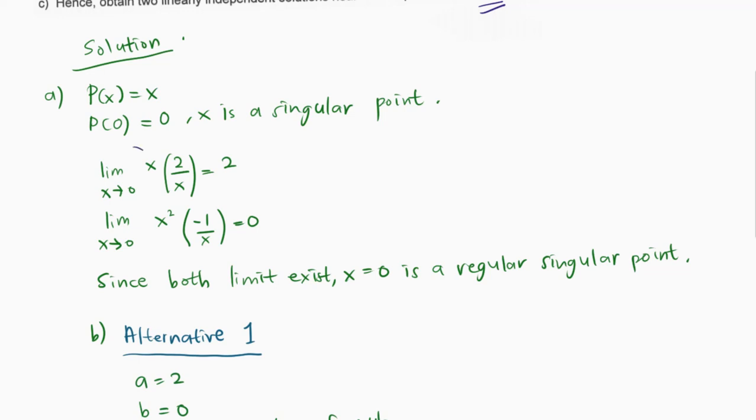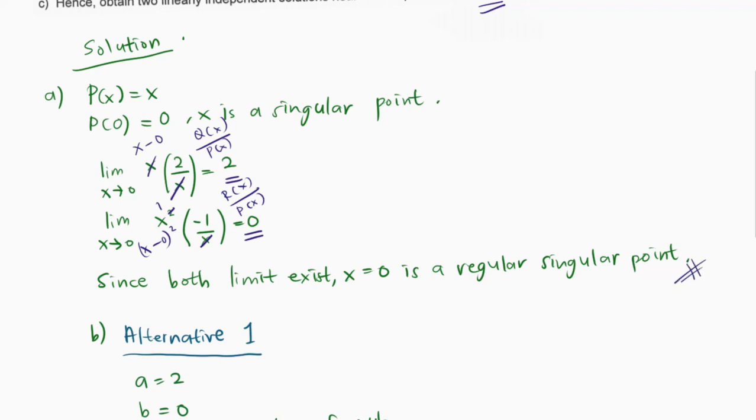We have limit x approaches 0, here is x. Why? Because x minus 0. 2 over x, because it is actually qx over px. We have 2 over x. X can be cancelled out. That's why we only have the value of 2. And here, limit x approaches 0, x squared, because x minus 0 squared, -1 over x, because we have rx over px. And here, simplifying and substituting the value of 0, it is equal to 0. Since both limits exist, therefore, x equal to 0 is a regular singular point.